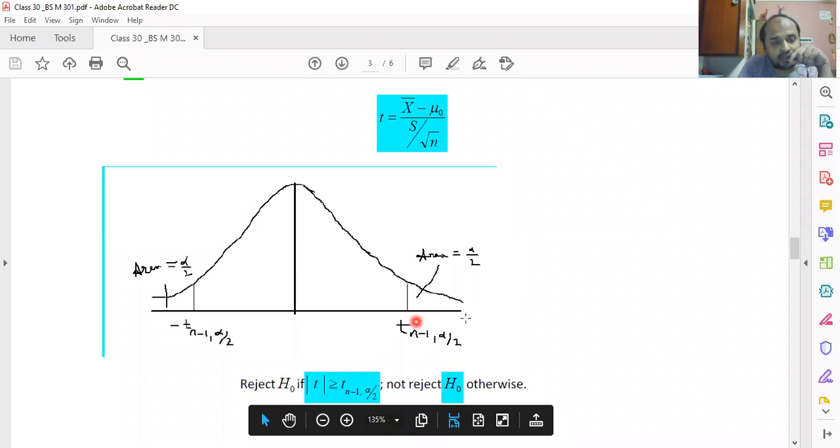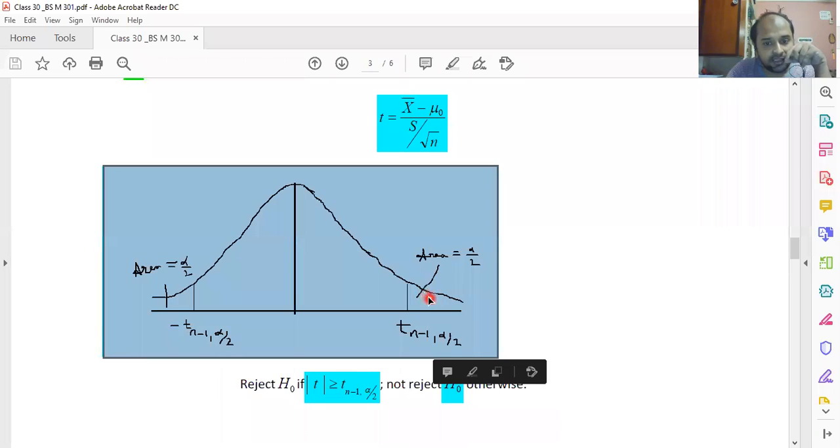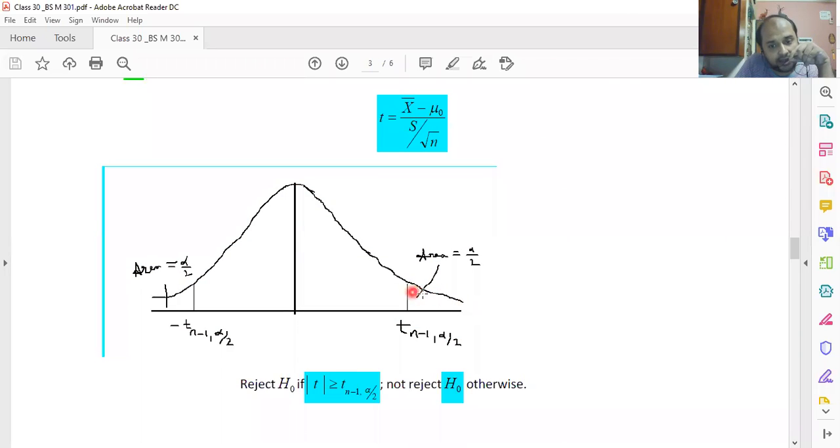As I'm showing with this cursor, this is the negative number, this is the positive number, and the total of this area and that area will be alpha, your significance level. So the positive tail is the critical region, and this side is the critical region. The total area of these two critical regions will be your level of significance. Alpha by 2 plus alpha by 2 gives you alpha.